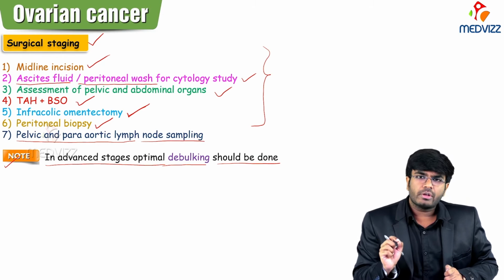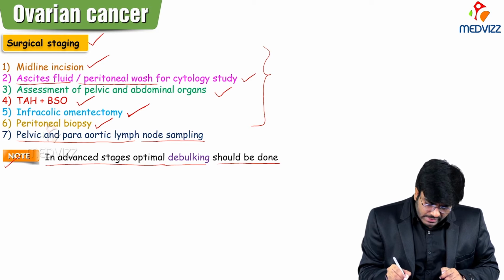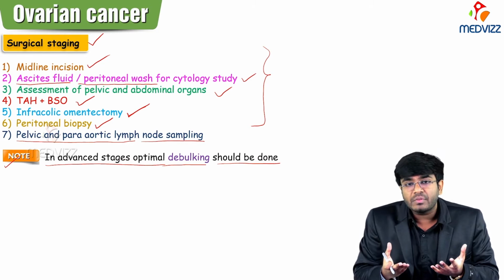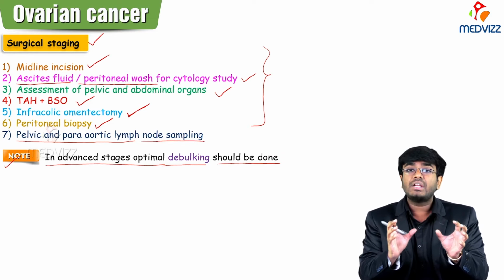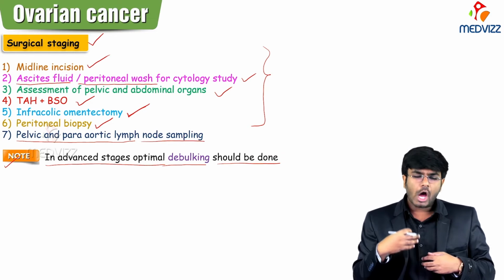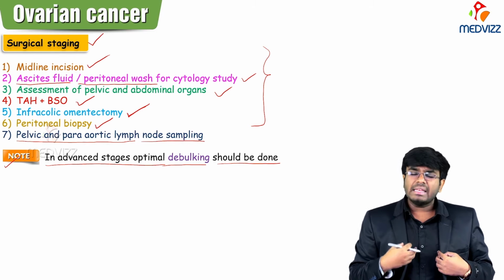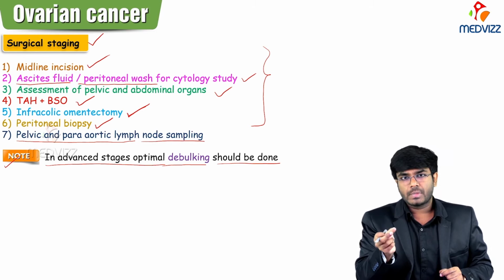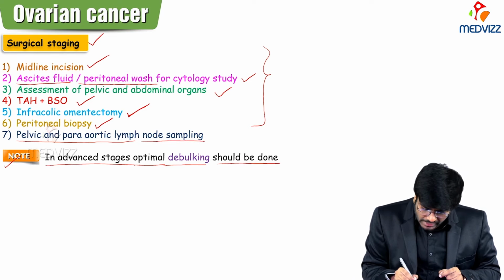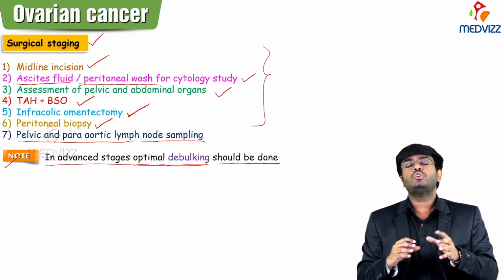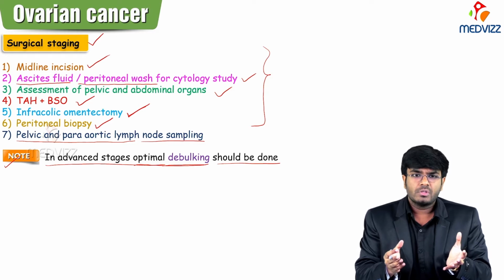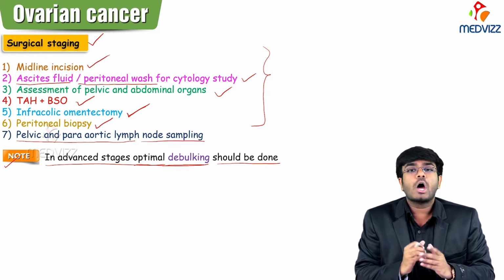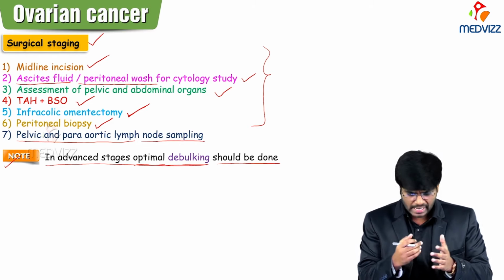What I'm trying to put into your mind is, see here, in surgical staging I haven't mentioned that, but if you can grossly see this kind of deposits on the peritoneum, on the diaphragm, or on the liver, you have to try to remove them. So optimal debulking means removing the tumor as much as you can. You are removing all the tumor which you can see. That's optimal debulking. It is done in advanced stages.